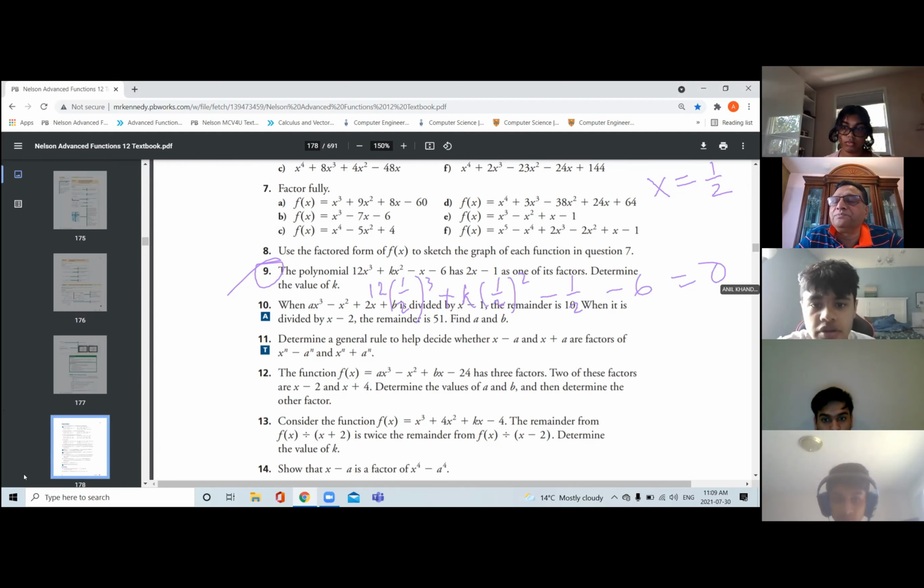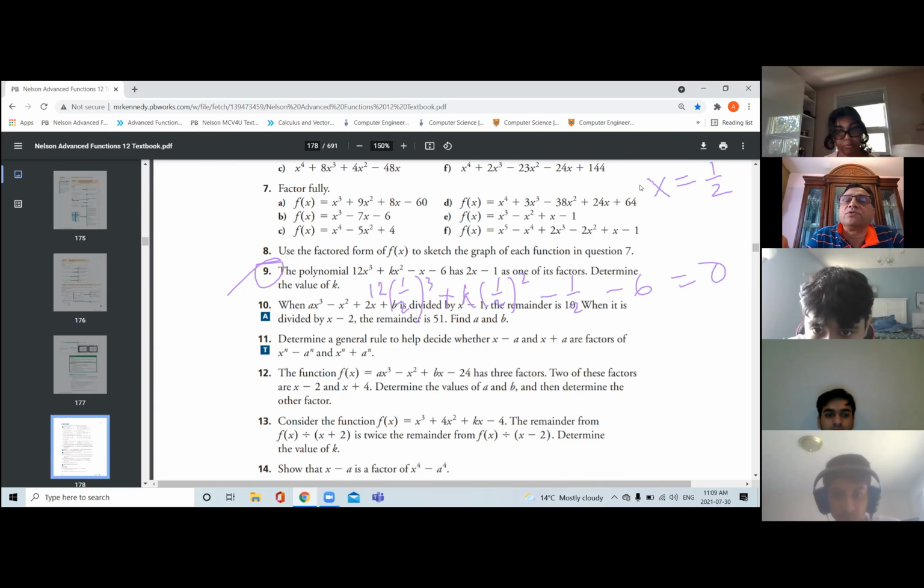Is that clear? You could plug it in, but I thought you could also find it by dividing, since 2x minus 1 is a factor, right? Yes, but in between there is k, so you'll have a lot of difficulty in dividing. Don't divide. Plug in the value of x as half, use your calculator to calculate all the values, and then isolate k and find it. Is that clear to you? Perfect. That is how you're going to do this question.